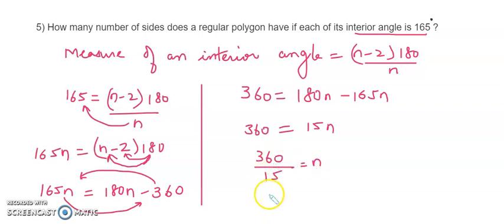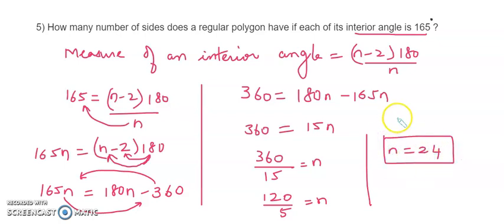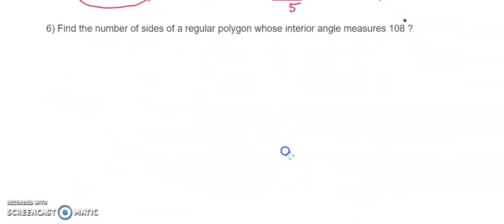Let me do it three times. So it's 120 by 5 is equal to n. So what am I getting? n is equal to 24. So the polygon whose one interior angle is equal to 165 has n equal to 24. Hope it is clear. Let's take one more question.